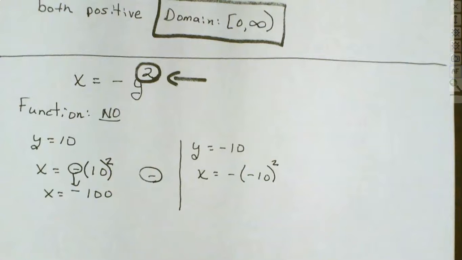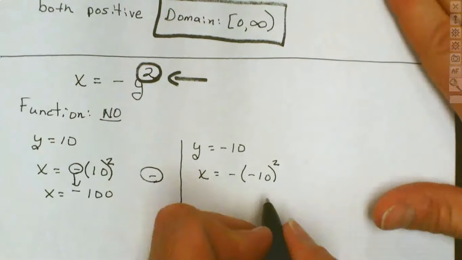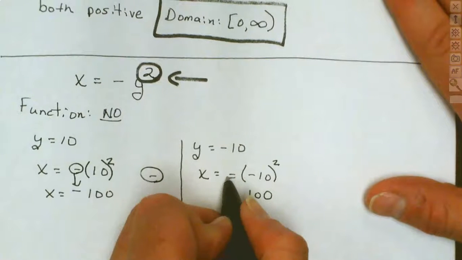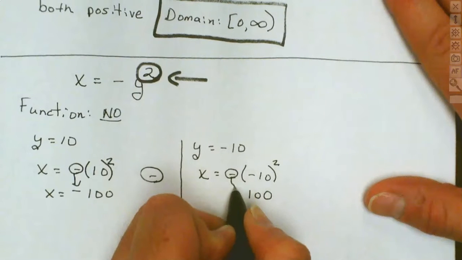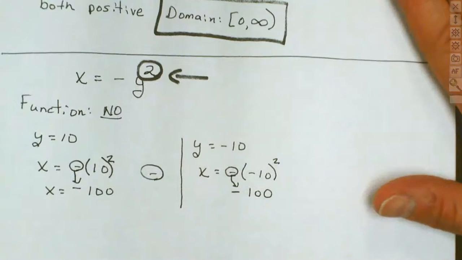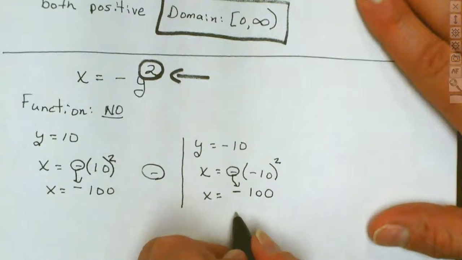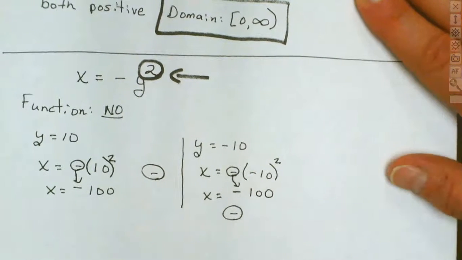Okay, so we do that parentheses. Now, that negative 10 is inside the parentheses. So what happens when I square a negative 10? When you square a negative number, it becomes what? Positive 100, but what's still along with it now? Negative. So this case is also negative.